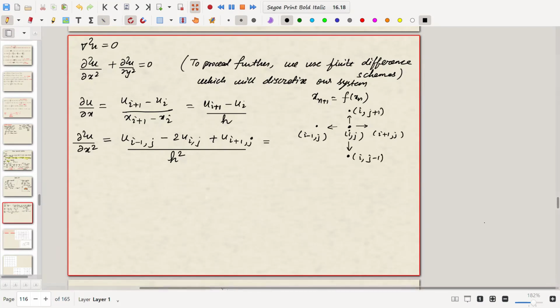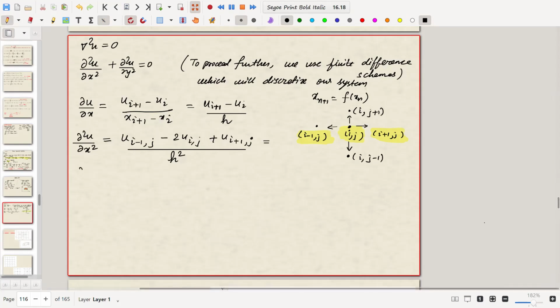I, j minus 1. This is all you have to know about. You have to visualize it like this. So how did it happen? If you are taking the second order partial derivative at that point, you have to take this point, you have to take this point, you have to take minus 2 times this point, then plus this point. So you're taking the neighboring points in order to find the second order partial derivative. You're taking the nearby points in the x direction to find the second order partial derivative.